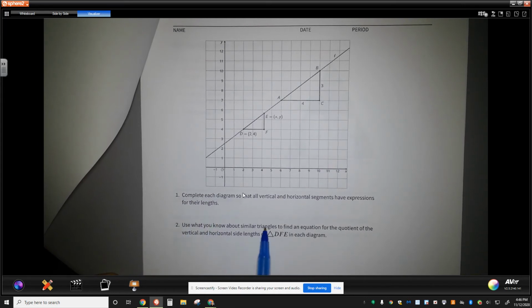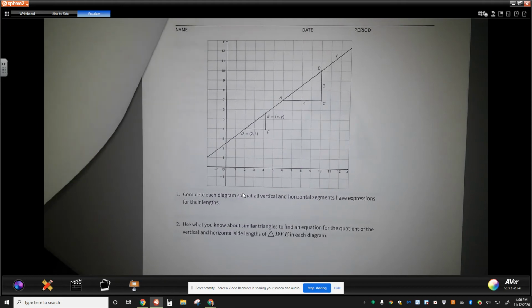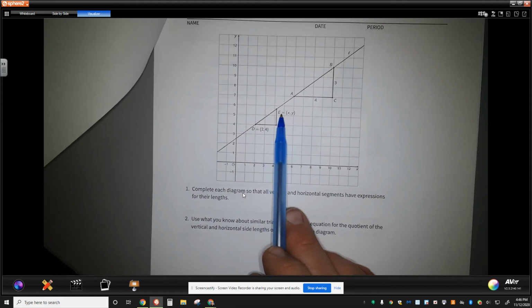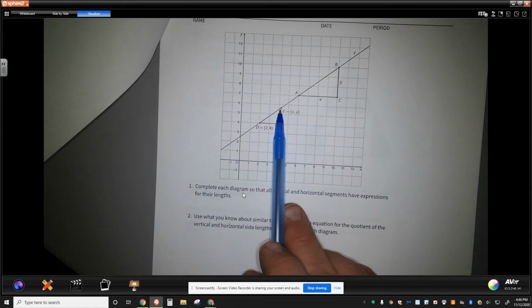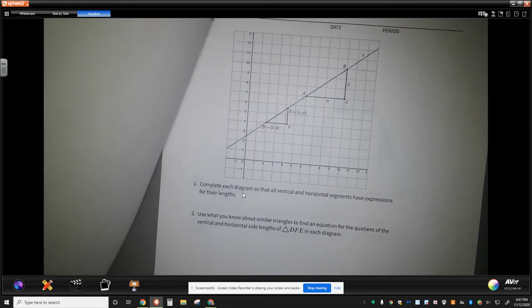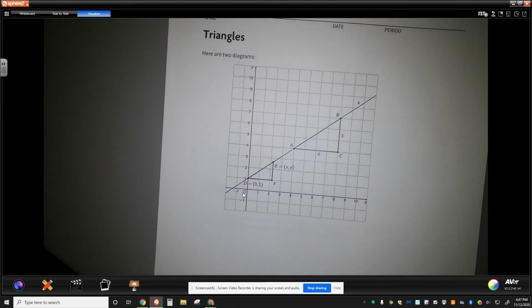Use what you know about similar triangles to find an equation for the quotient of the vertical and horizontal side lengths of triangle DFE in each diagram. So then we want to figure out how to write an equation that would help us find these values if this is true. The hard part is we don't actually know what those are, and that'll be okay. What we do need to know is this.